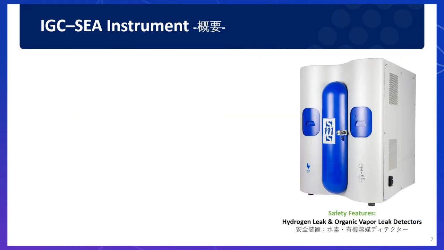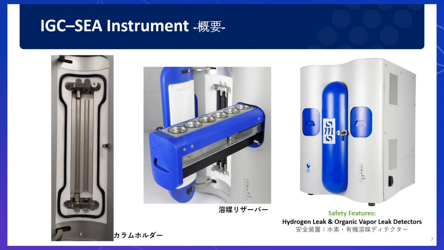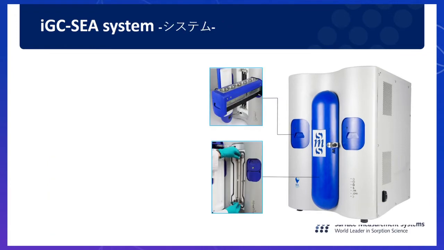So this is the instrument. It also has safety features, a hydrogen and organic vapor leak detector. These are the solvent reservoirs for the organic vapors. And the column oven has two column positions to run two samples sequentially.